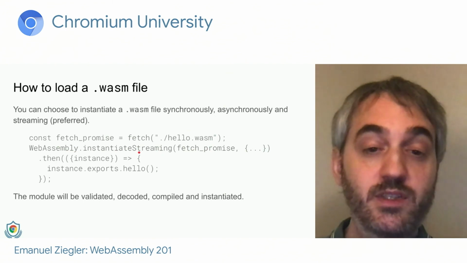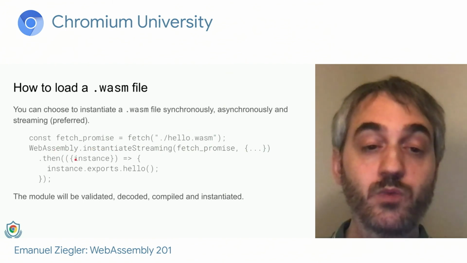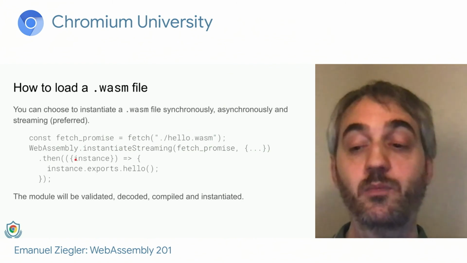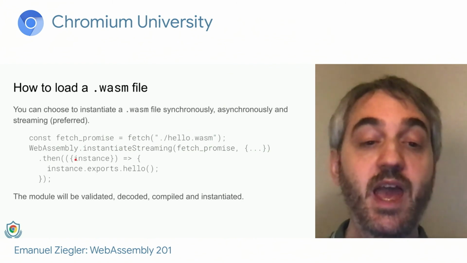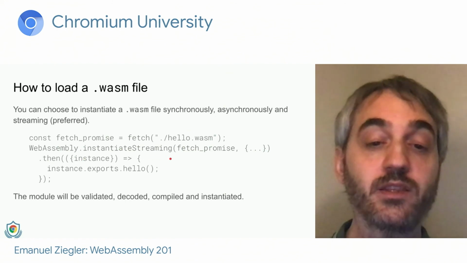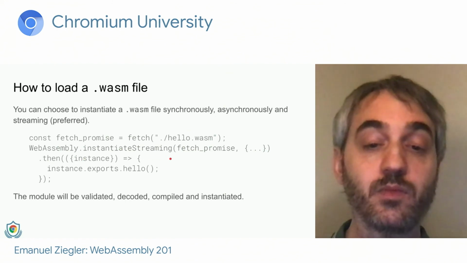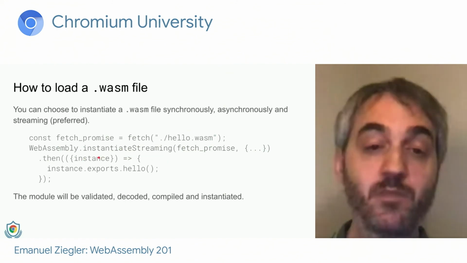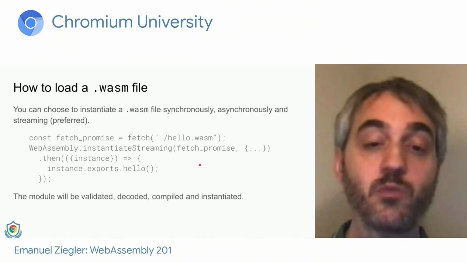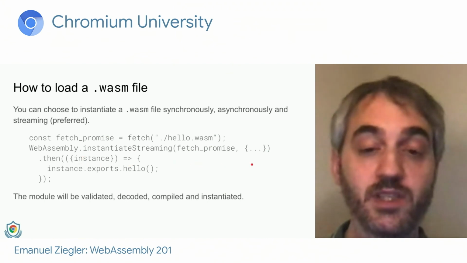Once the promise that is returned by instantiateStreaming is resolved, I will get in return the module, which is basically the compiled part of it, and the instance, which is the part or the environment in which the module will actually run. In this case, I only care about the instance, and in most cases, this will be the same for you.